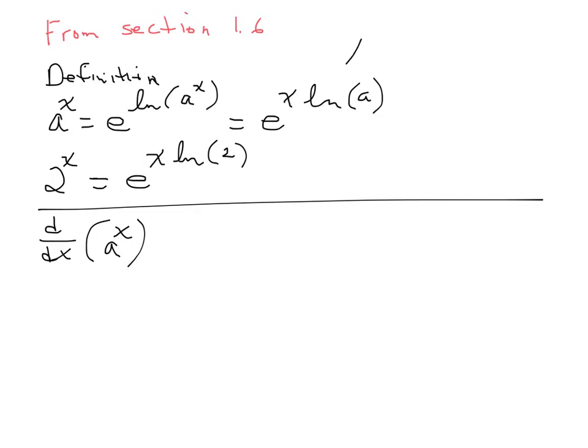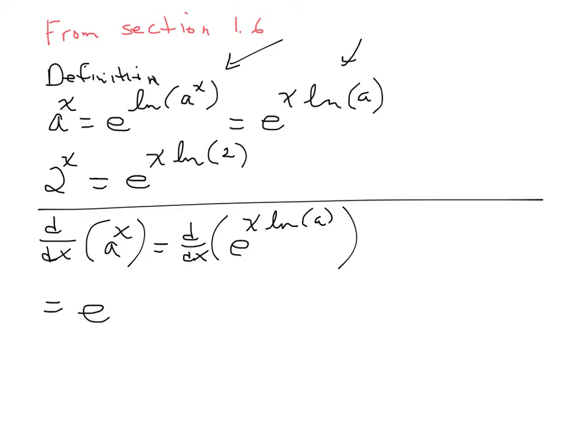But I look up here and I say, oh, now I see why she was writing all this. I know how to find e to the anything: it is e to the anything times the derivative of the anything. So let's rewrite this as e to the x ln of a, because I know how to take derivatives of e's. So the derivative of e to the anything, that's why you should say it this way, is e to the anything times the derivative of the anything.